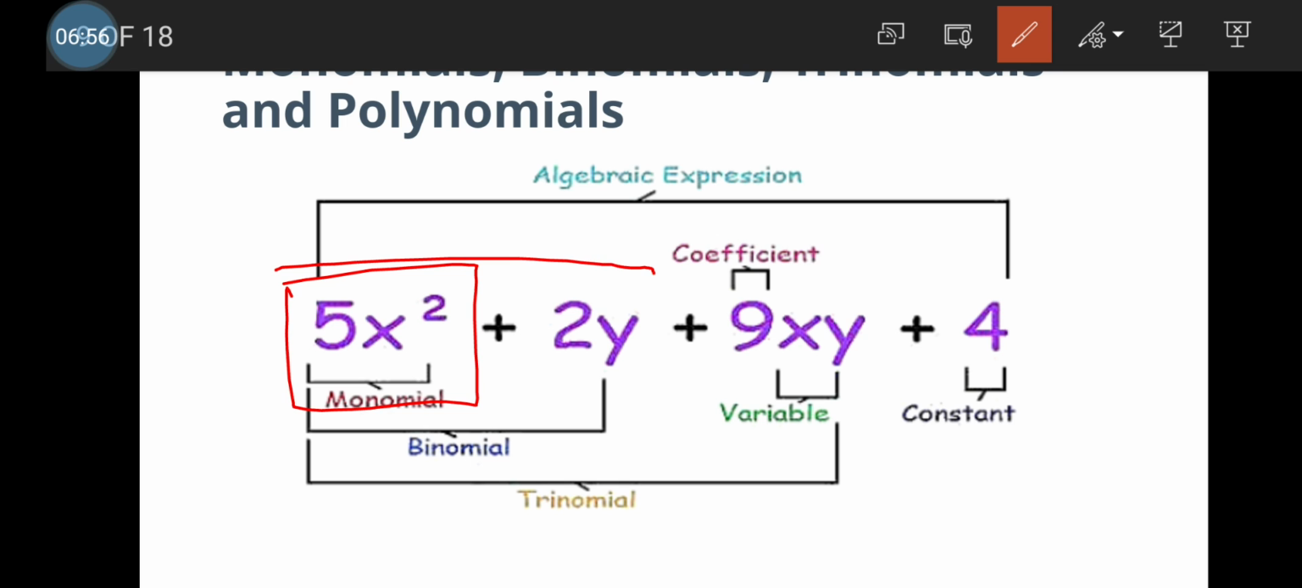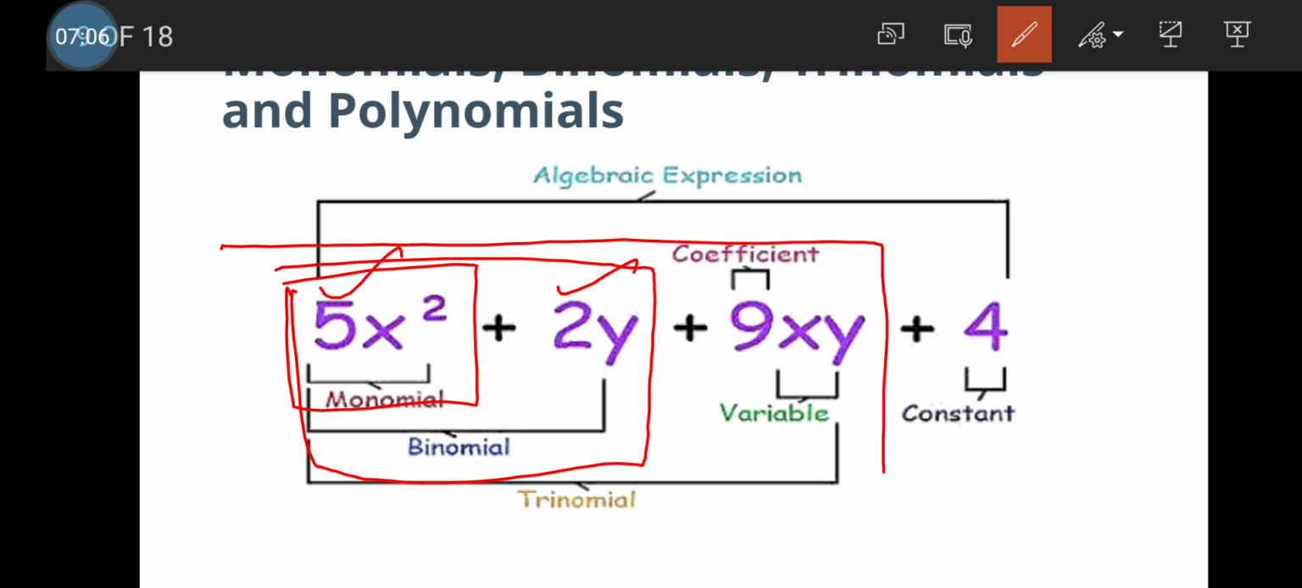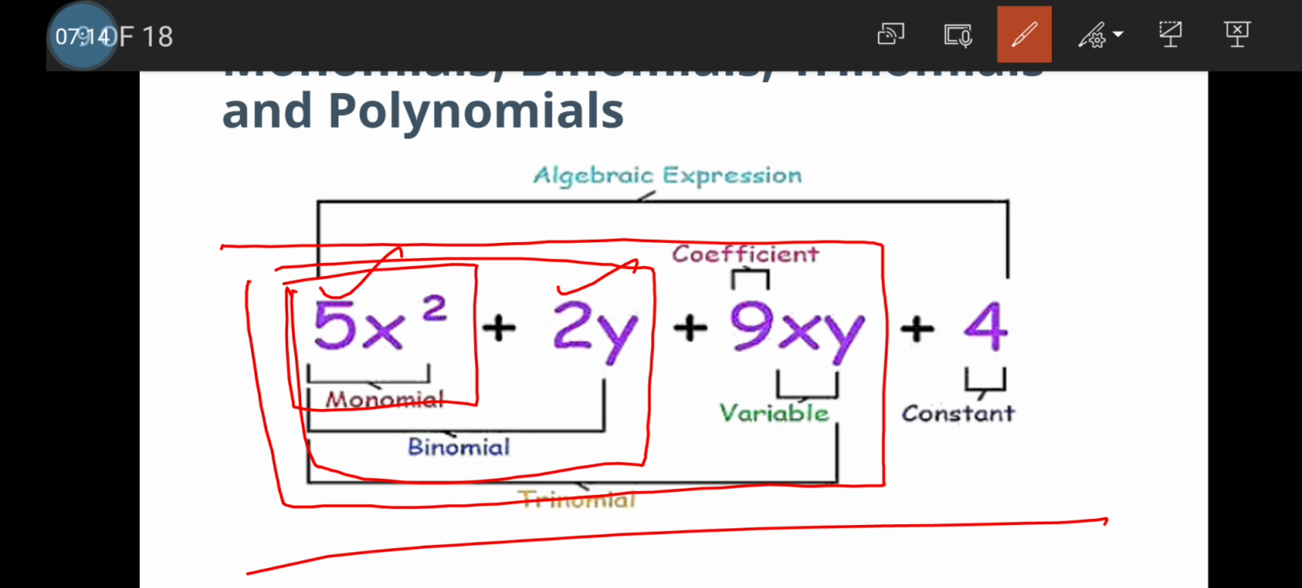If you take these two terms together, then it is called binomial, because this is one term, this is one term. Bi means two. Then trinomial, tri means three. So three terms together, it is called trinomial. More than three means it is poly. Poly means many. So it's polynomial.